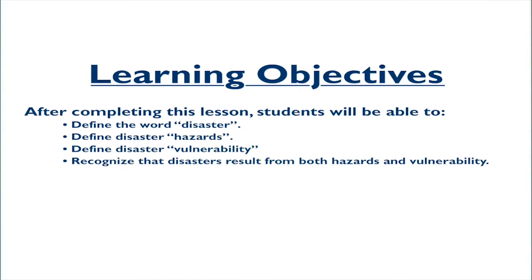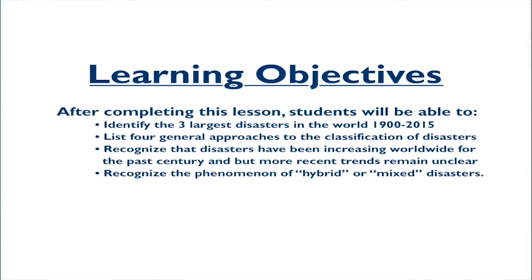After completing this lesson, students will be able to define the word disaster, define disaster hazards, define disaster vulnerability, and recognize that disasters result from both hazards and vulnerability. The students should also be able to identify the 3 largest disasters in the world between 1900 and 2015, list the 4 general approaches to the classification of disasters, recognize that disasters have been increasing worldwide for the past century, but more recent trends remain unclear, and finally recognize the phenomenon of hybrid or mixed disasters.